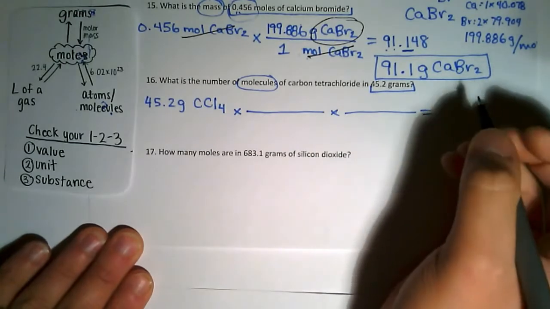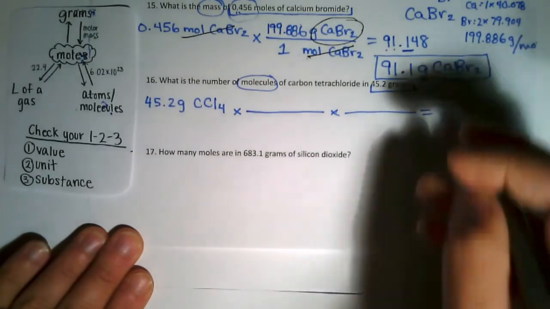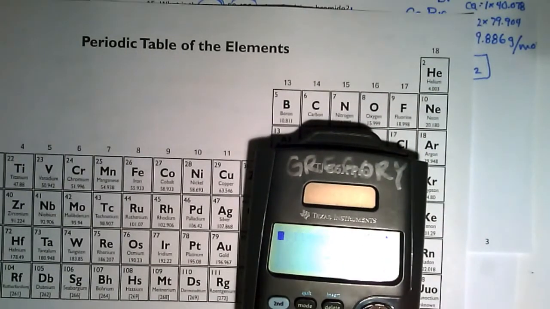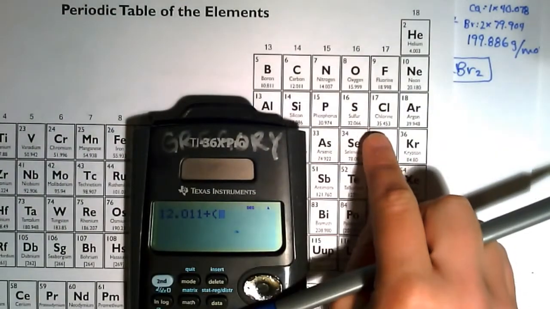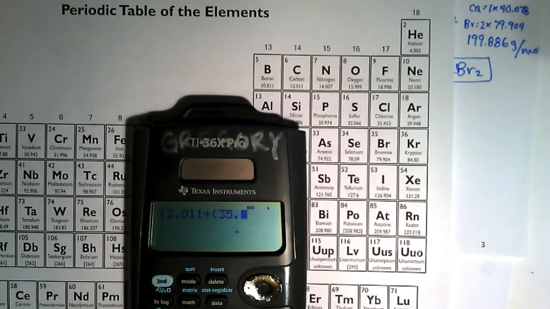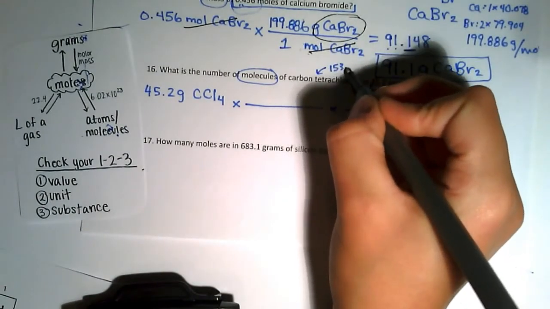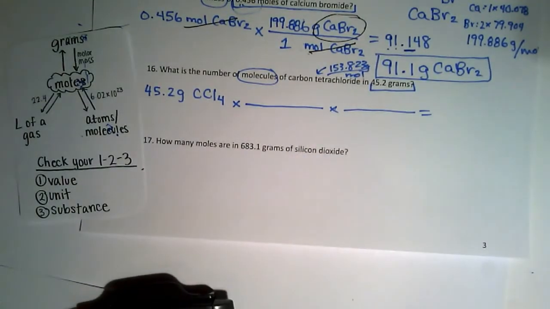All right, let's go ahead and figure out. We know we're going to need our molar mass for carbon tetrachloride. So I'm going to add up those values. Carbon is 12.011 plus, and then I need 4 chlorines, plus 35.453 times 4. So our molar mass is going to be 153.823 grams per mole. I'm going to put that up there so I have it for later.